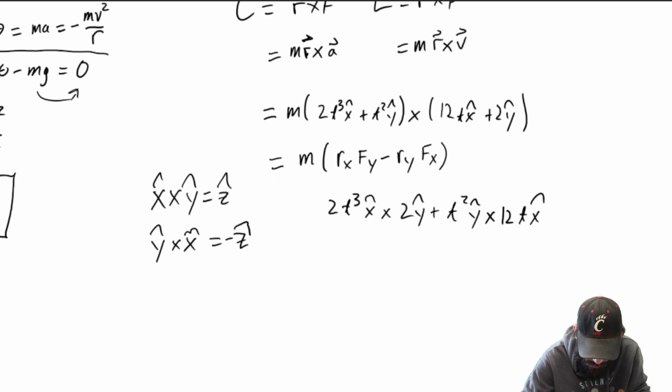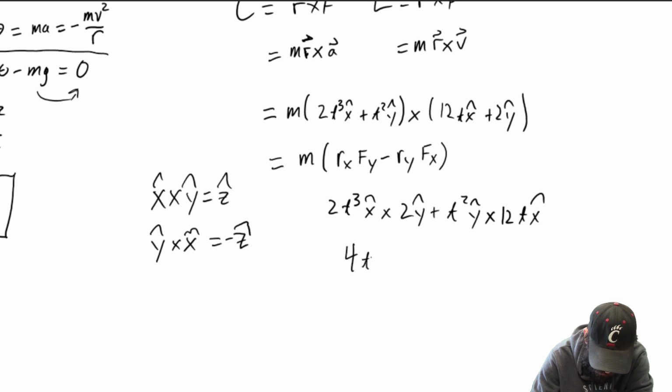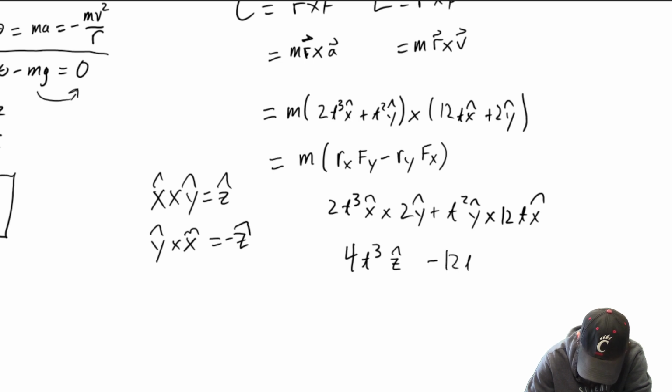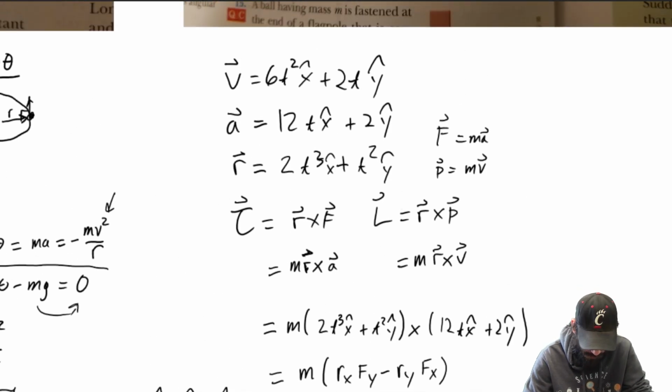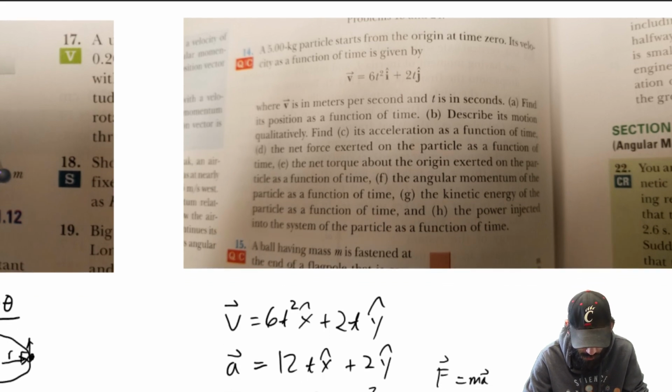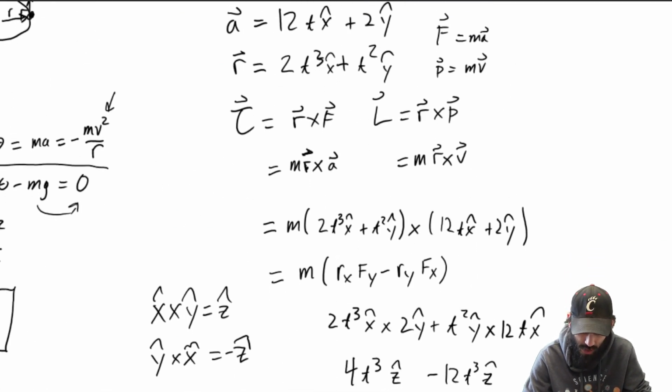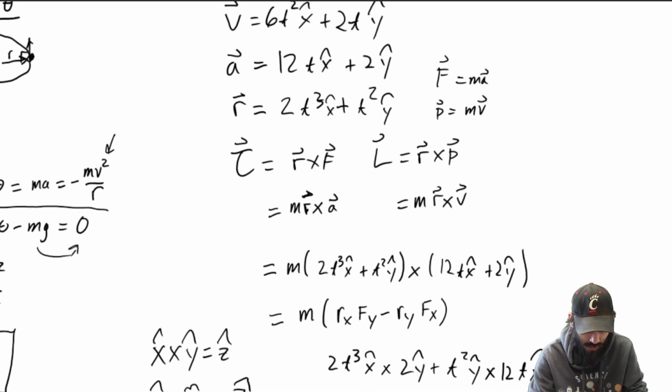Okay, and so what we see then is this term right here is going to end up being 4t cubed times z hat, and this one right here is going to be minus 12t cubed z hat. So we end up with minus 8t cubed z hat. Now, the next thing we can calculate is the angular momentum, and I'm going to calculate this using essentially the same process.